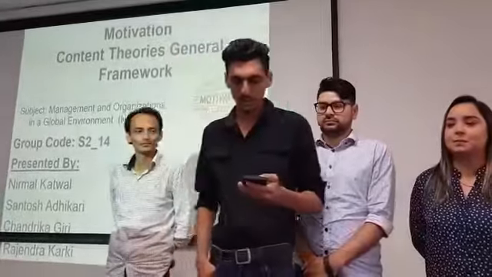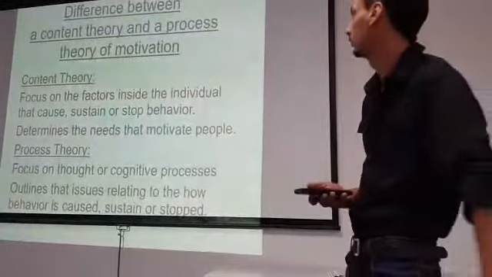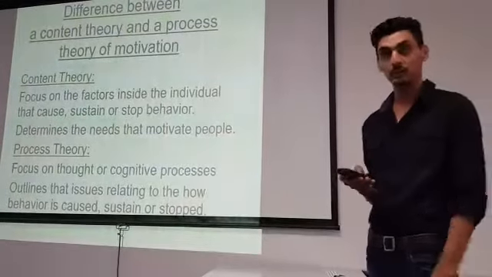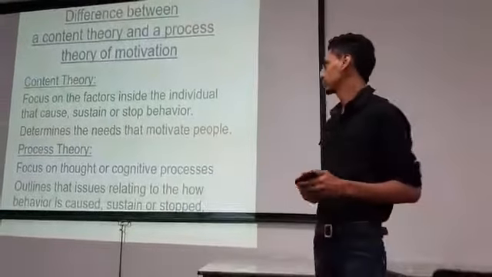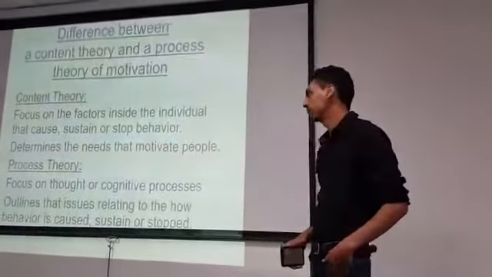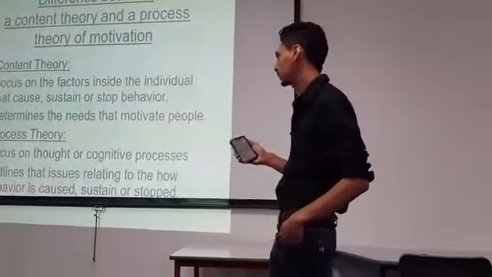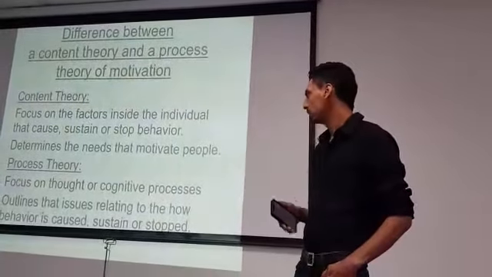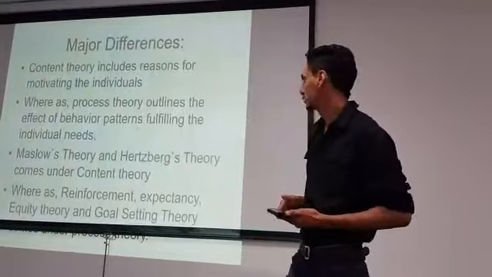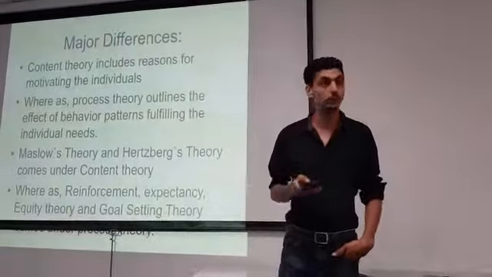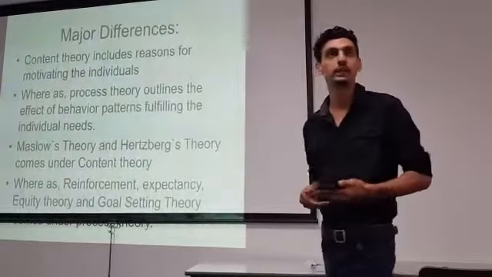At first, I would like to give the presentation regarding the difference between a content theory and a process theory of motivation. Regarding the content theory, it focuses on the factors inside the individual that cause, sustain, or stop behavior, and it determines the needs that motivate people. The process theory focuses on the thought or cognitive process and outlines the issues relating to how behavior is caused, sustained, or stopped. The major difference is that content theory includes reasons for motivating individuals, whereas process theory outlines the effect of behavior patterns in fulfilling the individual's needs.